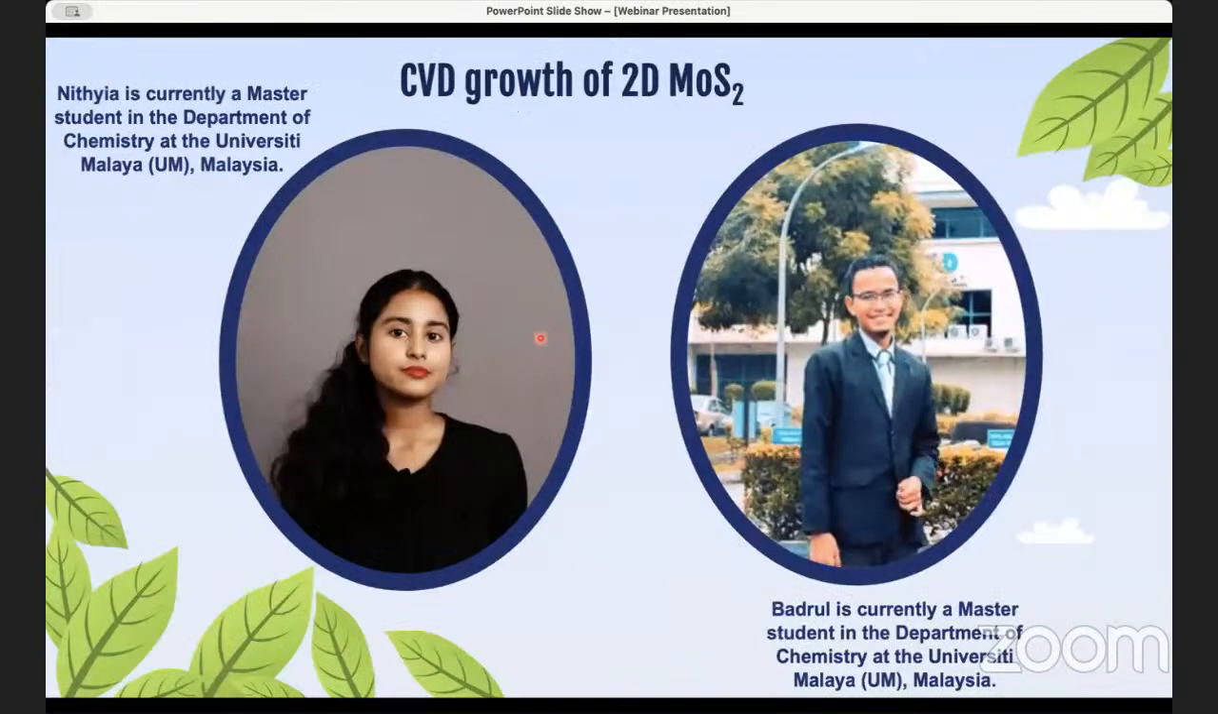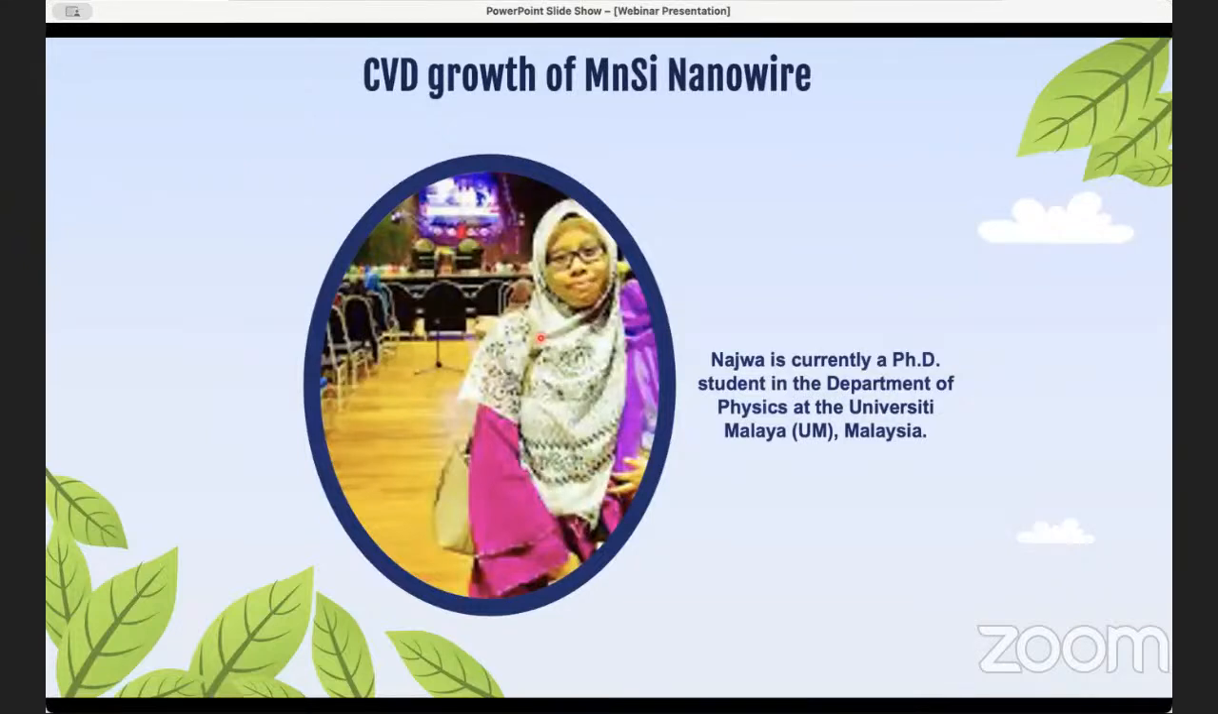Unfortunately, the result is still upcoming. The result is not very nice. They produced a monolayer of molybdenum disulfide, but the purity is not very nice. We can still detect some molybdenum oxide beside the molybdenum disulfide, but the research is ongoing. Another, my PhD student Najwa, works on the synthesis of manganese silicide for HER. She's a PhD student in the physics department.